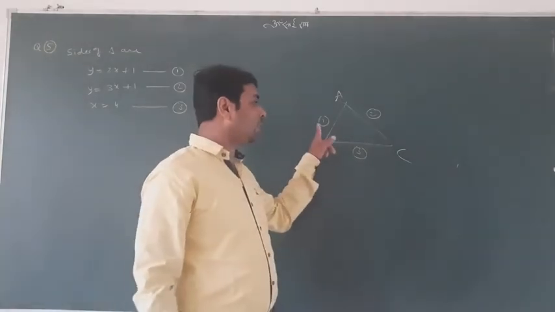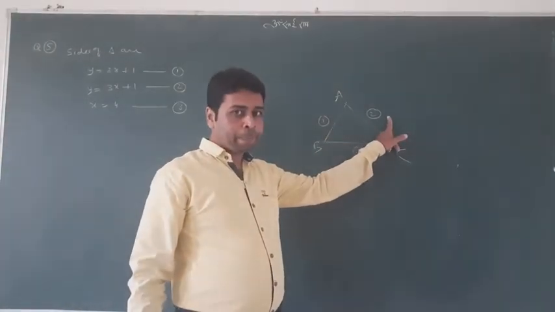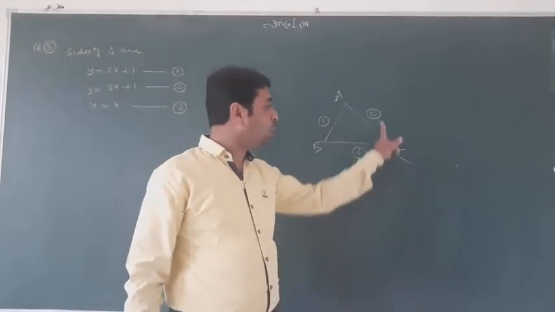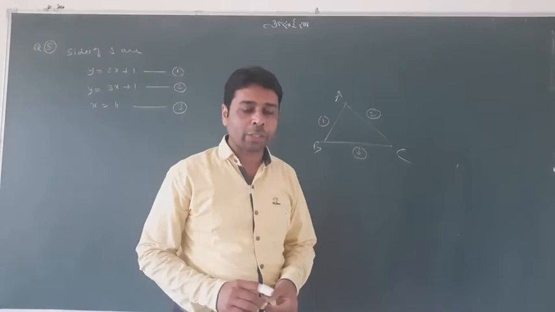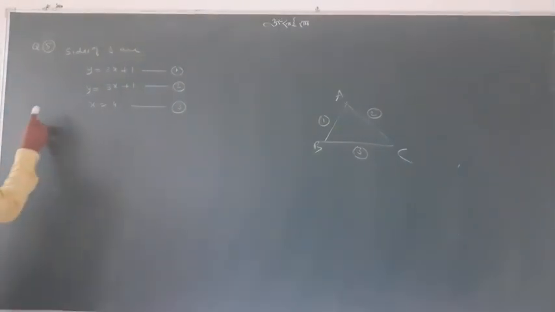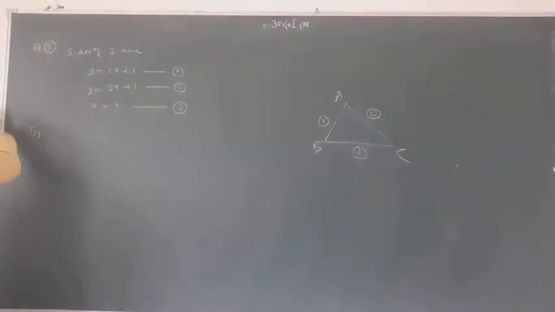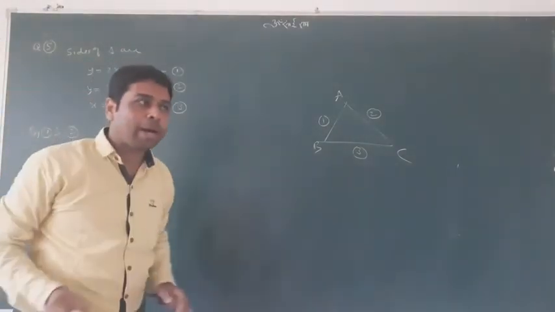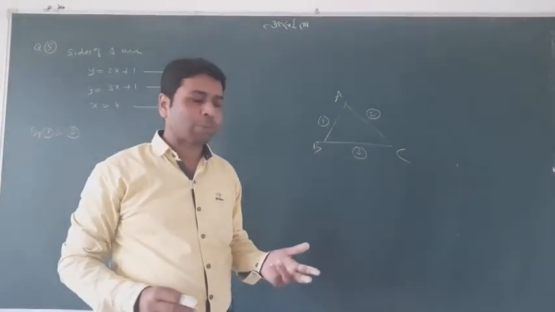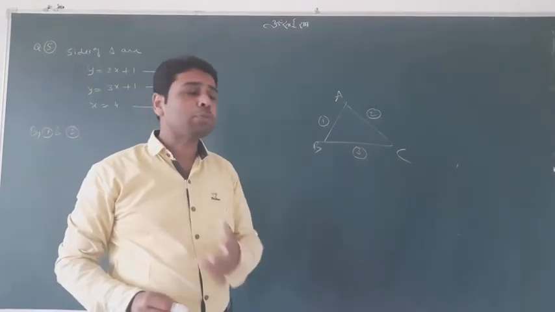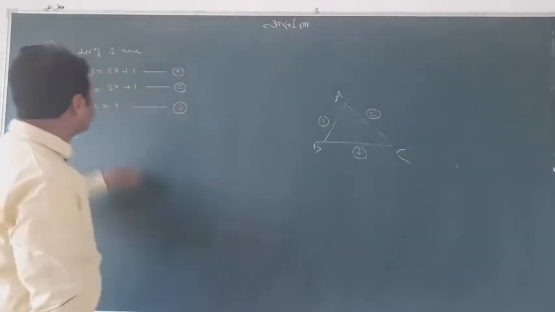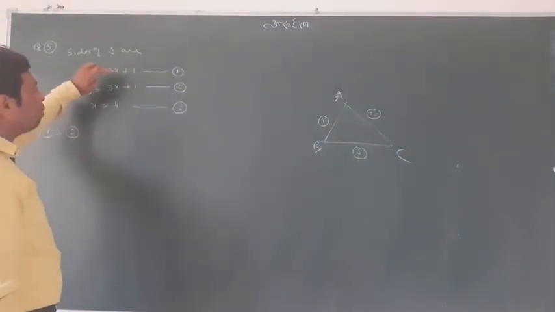I will find the intersection point of 1 and 2 by solving them, the intersection point of 1 and 3 by solving them, and similarly by solving 2 and 3 I will get the third intersection point. Okay, I will start with 1 and 2. How to solve? We can use any method, substitution or elimination. The easiest is the substitution method, meaning equating. These two are equal, so we can compare them.